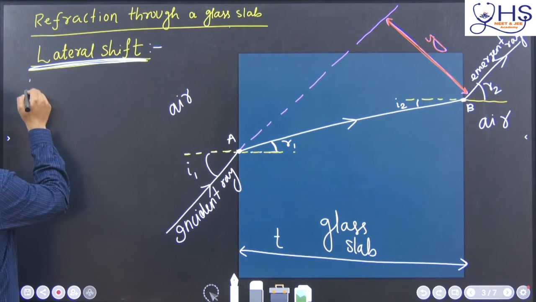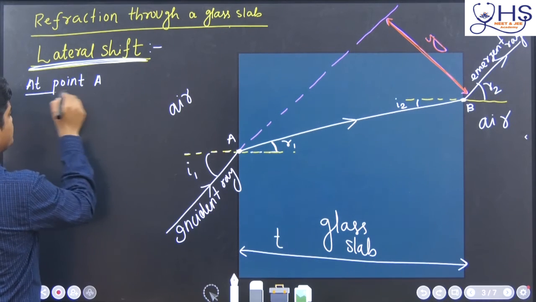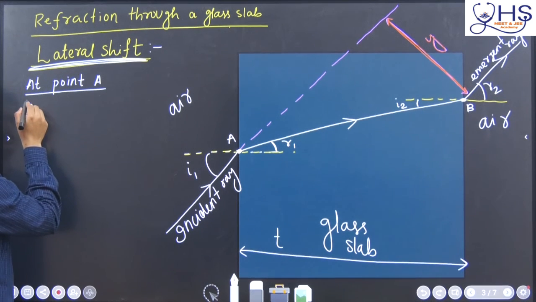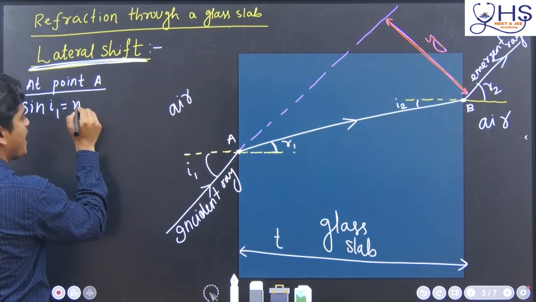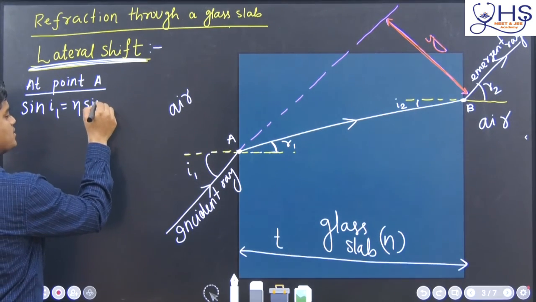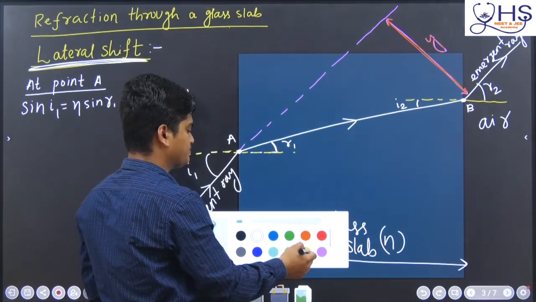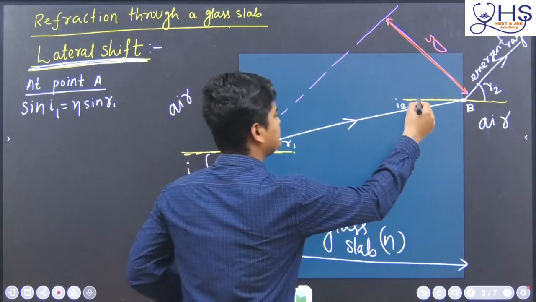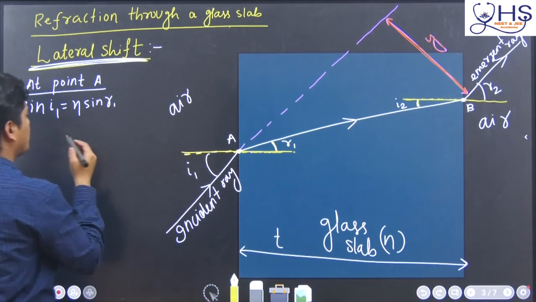So we will apply Snell's law at point A. Air medium, so refractive index will definitely be 1, so sin I1 will be equal to how much? N. Okay, so you can take glass refractive index as N. So N sin R1, and you see these two lines are parallel actually. So this line and this line are parallel, definitely this angle I2 and R1 will be equal. So I2 and R1 are equal, you can write also.